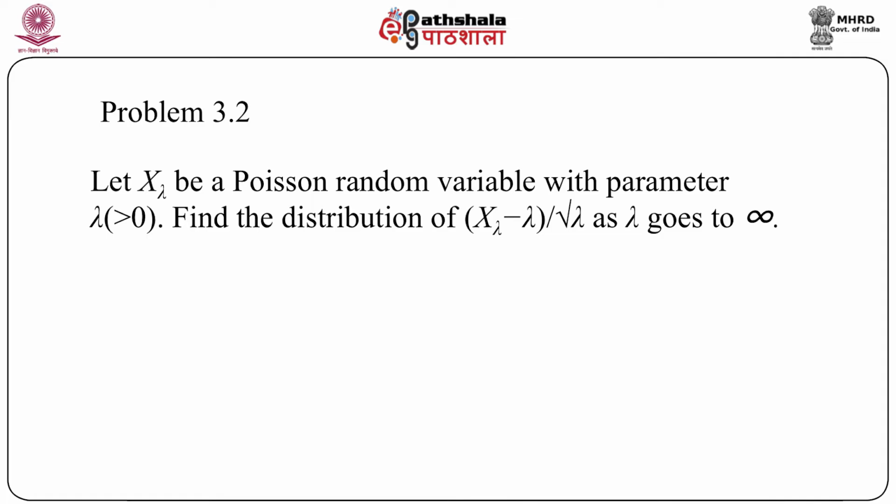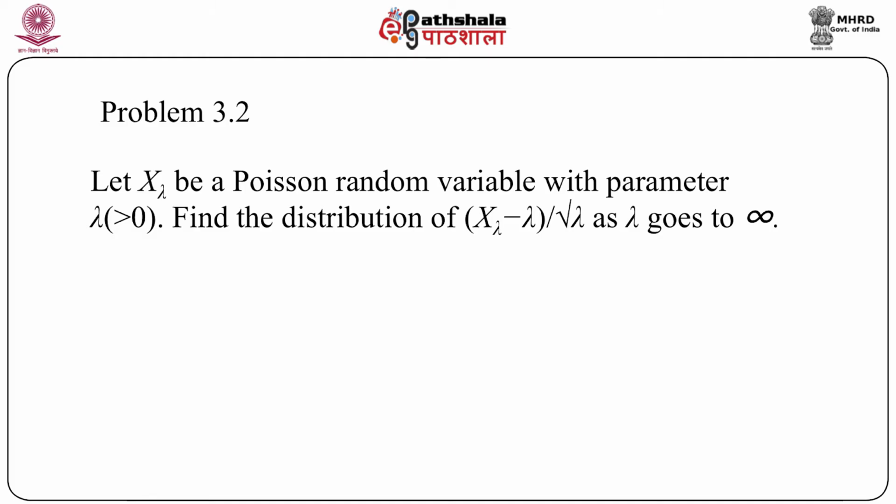Suppose, which is a very simple but very important problem. Actually, this will give us an idea of how to evaluate the distribution, or asymptotic distribution, of a few standardized variables. Let us first state the problem, and then I will discuss the implications of this problem. Let x lambda be a Poisson random variable with parameter lambda. Lambda is of course greater than 0. Now we want to find the asymptotic distribution of x lambda minus lambda divided by root lambda as lambda goes to infinity.